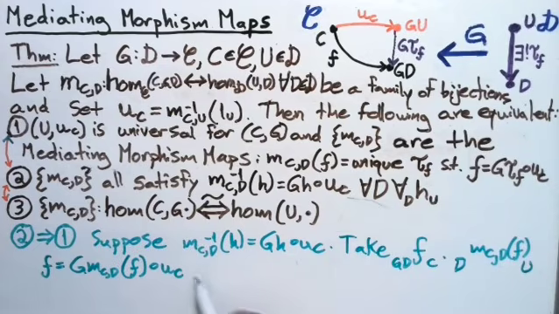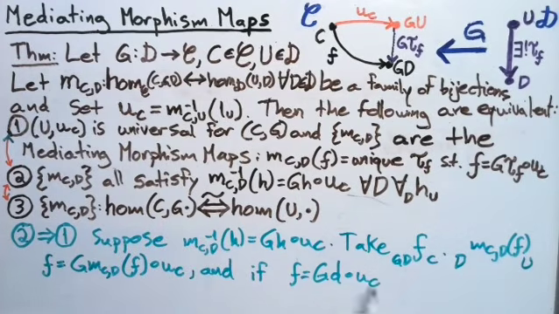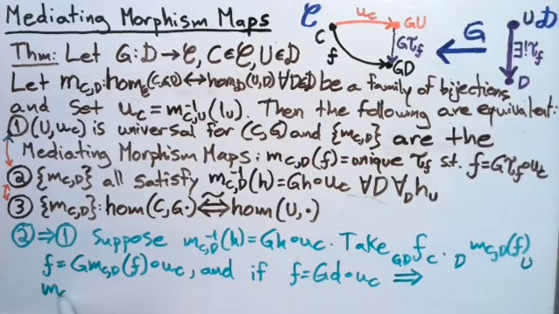So, if F equals GD after UC, well, then we can apply our formula again to this side, right? To get MCD inverse of D here, and that's equal to F, but F is equal to MCD inverse of MCD of F.